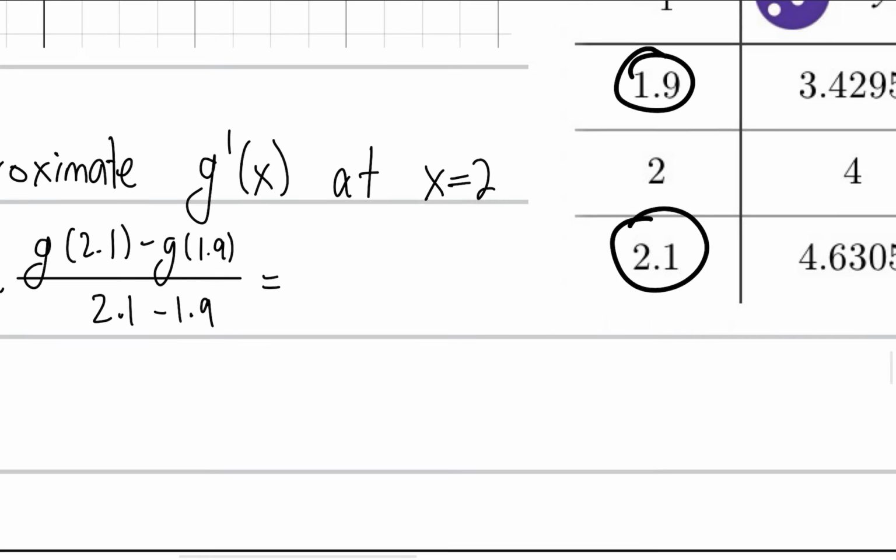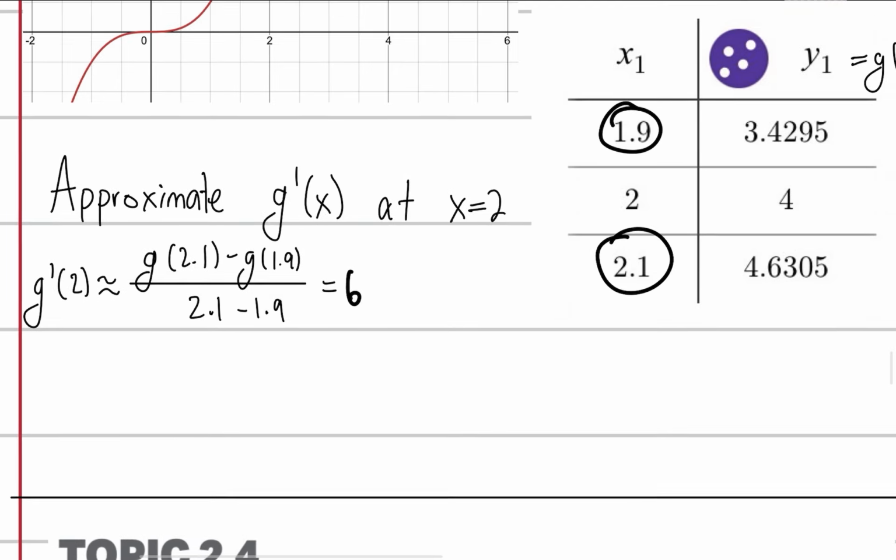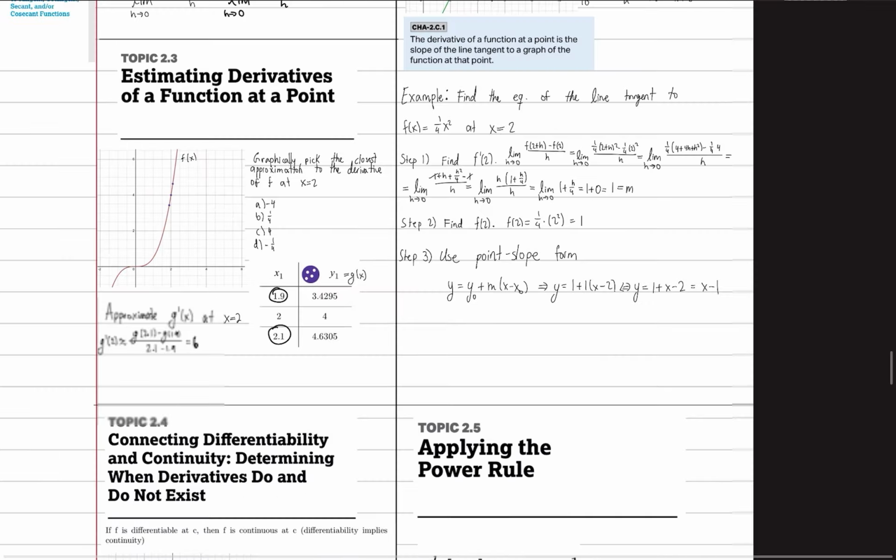So it's approximately going to be 6.005, but of course, if you get this, you're just going to write 6. Of course, you could put 6.005, that's not wrong, but we're going to approximate it and say it's probably 6.